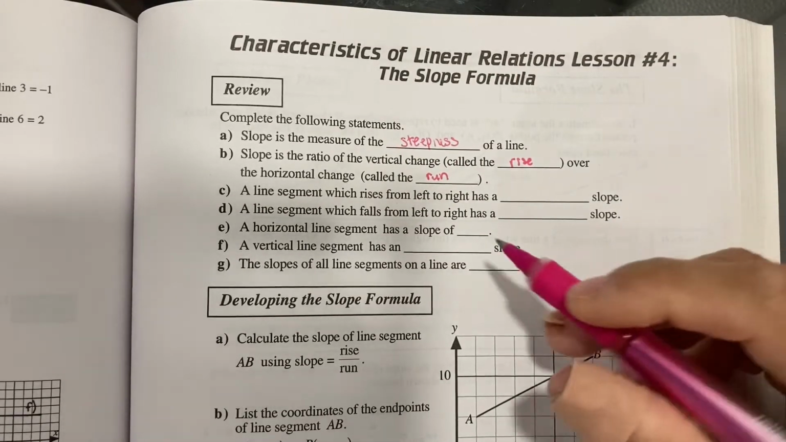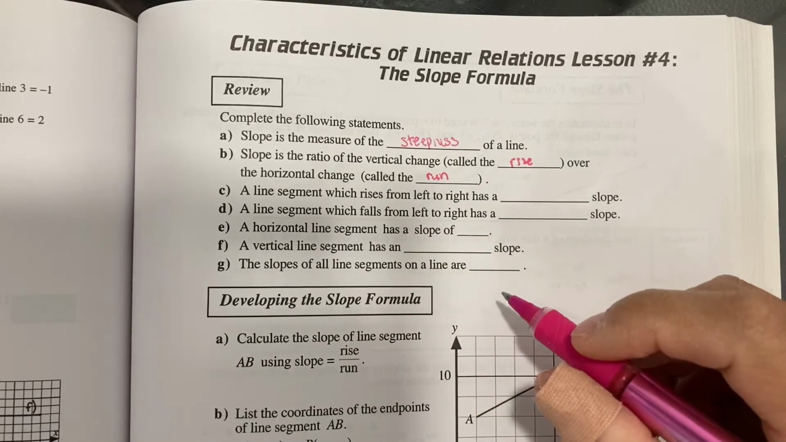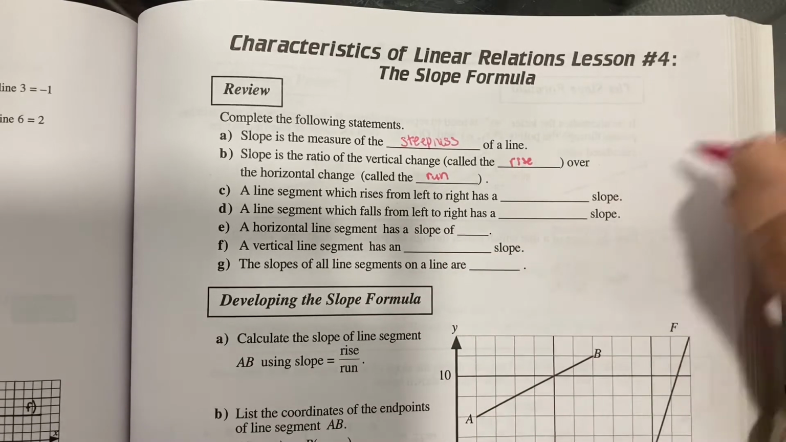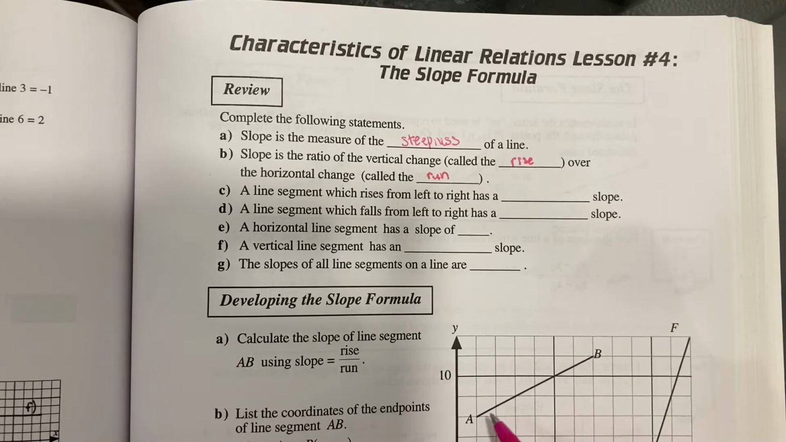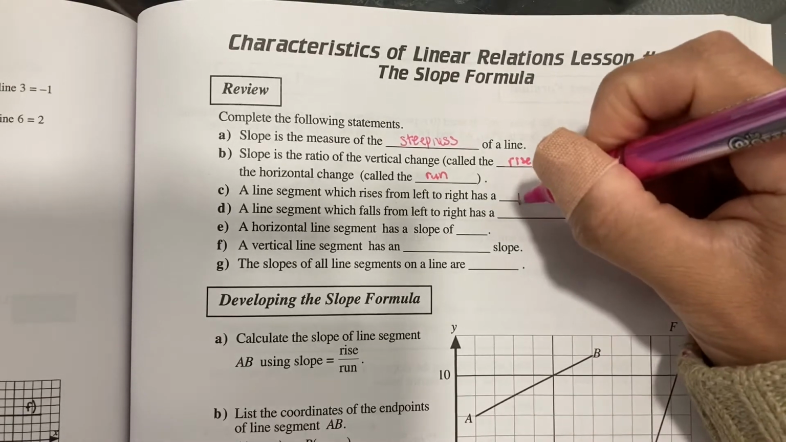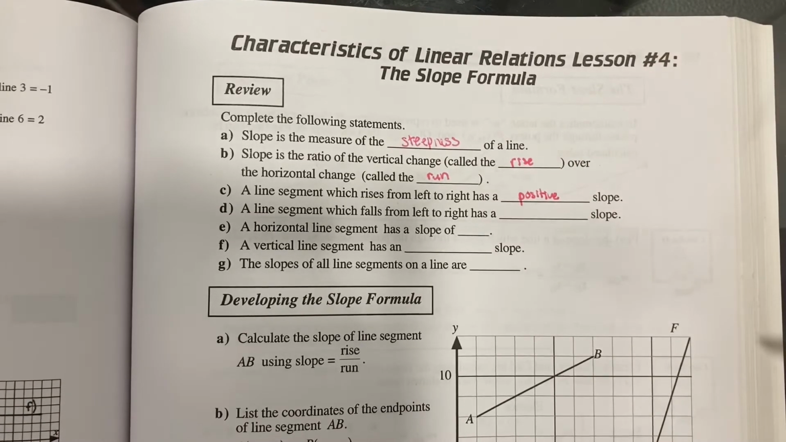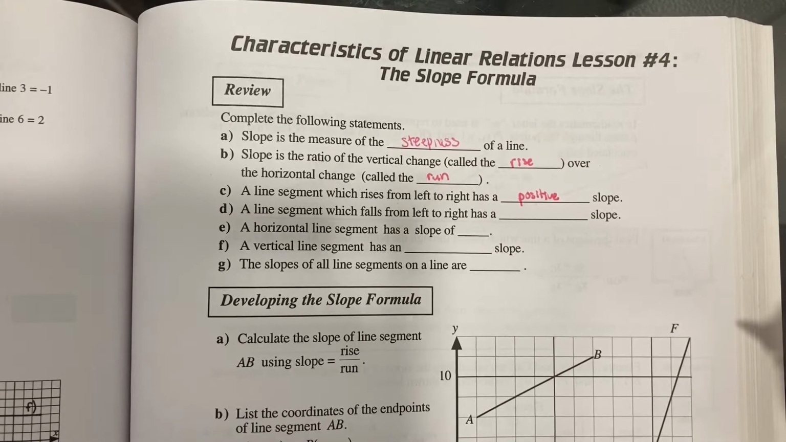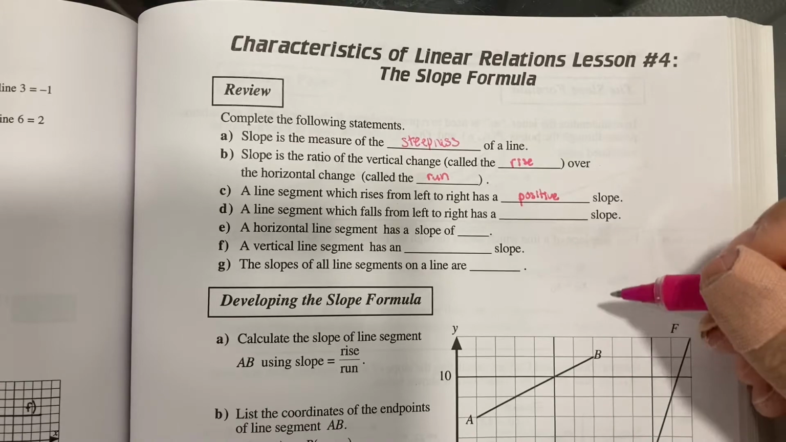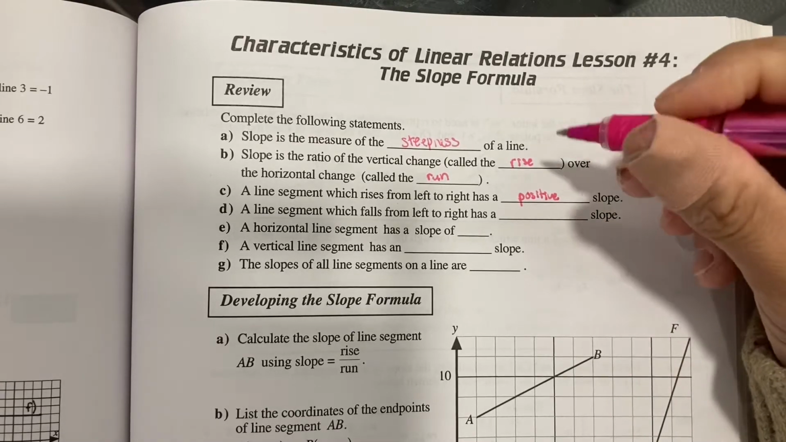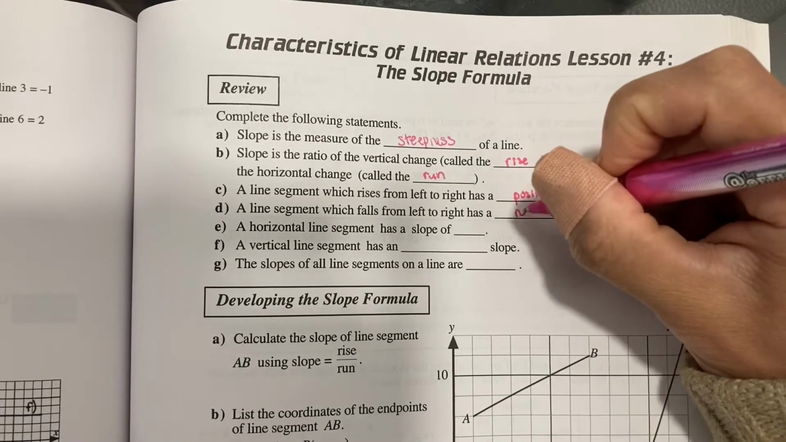And a line segment which rises from left to right, and so going upwards, kind of like A to B here, this would have a positive slope. And a line segment that does the opposite and falls from left to right, like C and D on your book, this would be a negative slope.